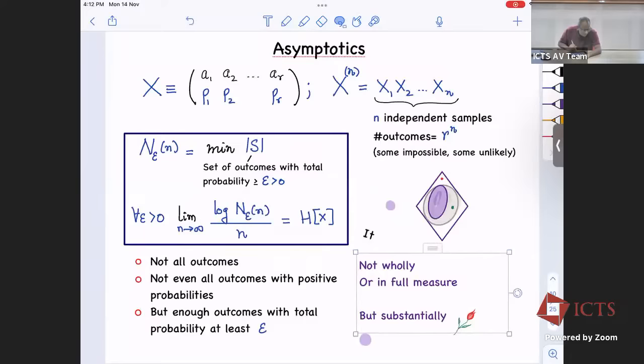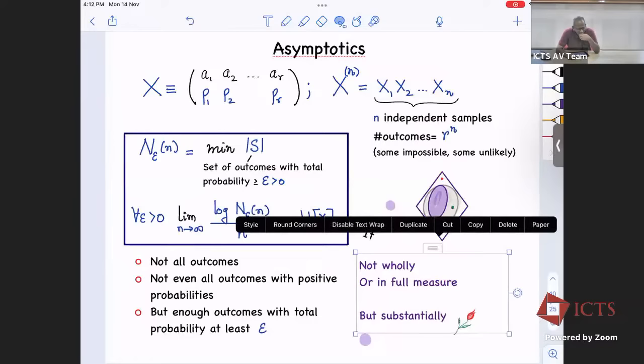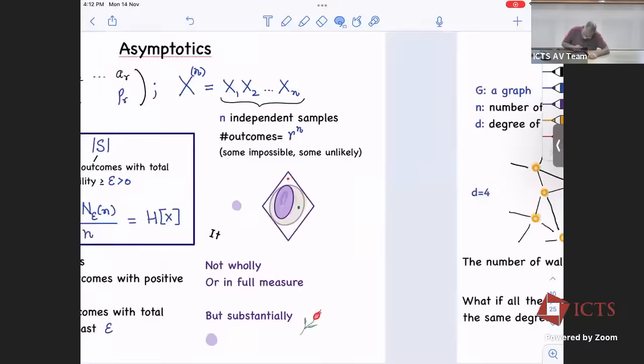So, 1948, Shannon wrote a paper, and in 1947, on the other side of the globe, these three phrases were uttered or found utterance, not wholly or in full measure, but substantially. And today is the 14th of November. Okay, so I don't know. Sorry, it was not a serious comment.